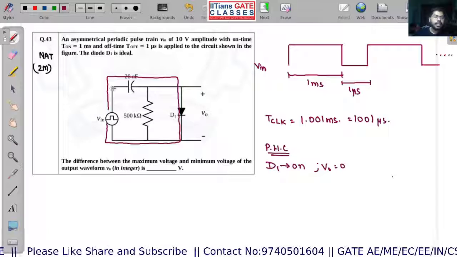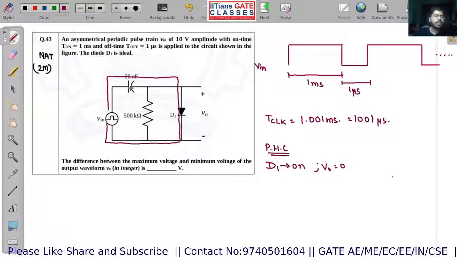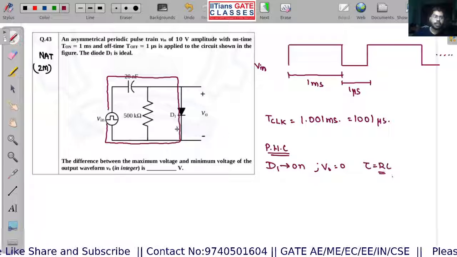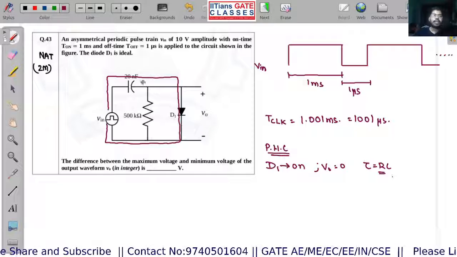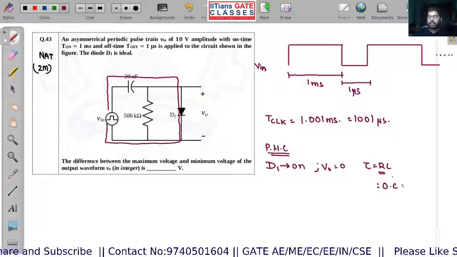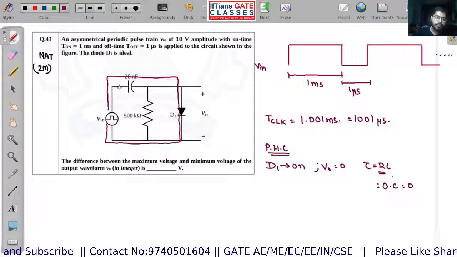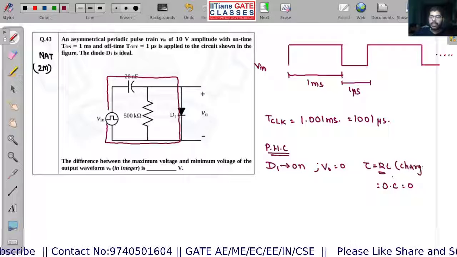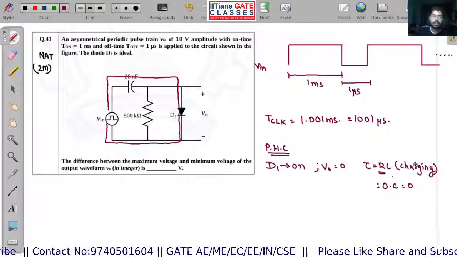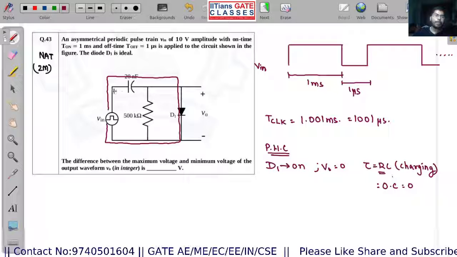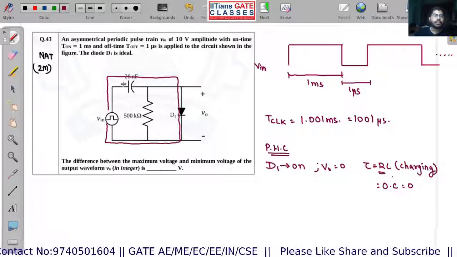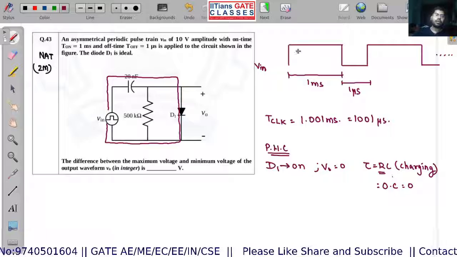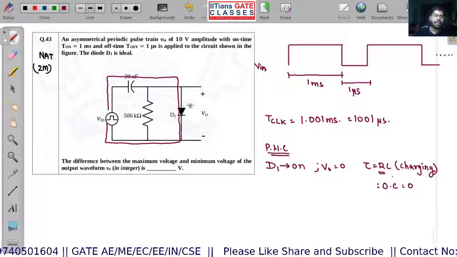And what will be VC? Instantly your VC will charge. Why? Because the time constant of the circuit is RC. What is R in this forward path? You can see resistance is 0 and capacitor whatever value is there. So resistance 0 into C, so this will be 0. So the charging time constant tau is 0. So basically this capacitor will charge instantly when it encounters this positive pulse. Okay. So now let us see what will happen in this negative duration.